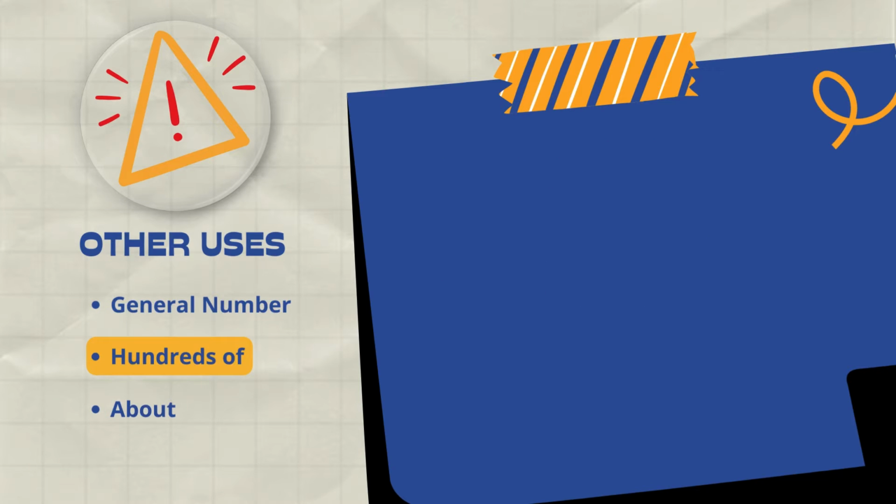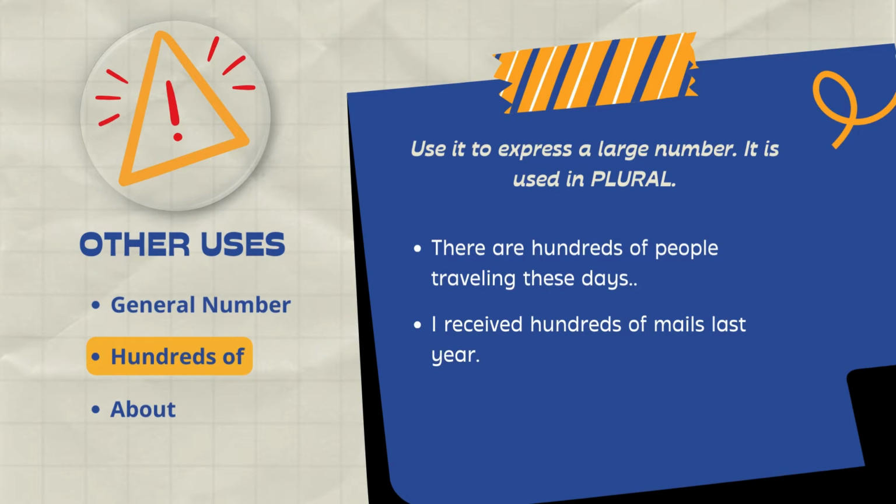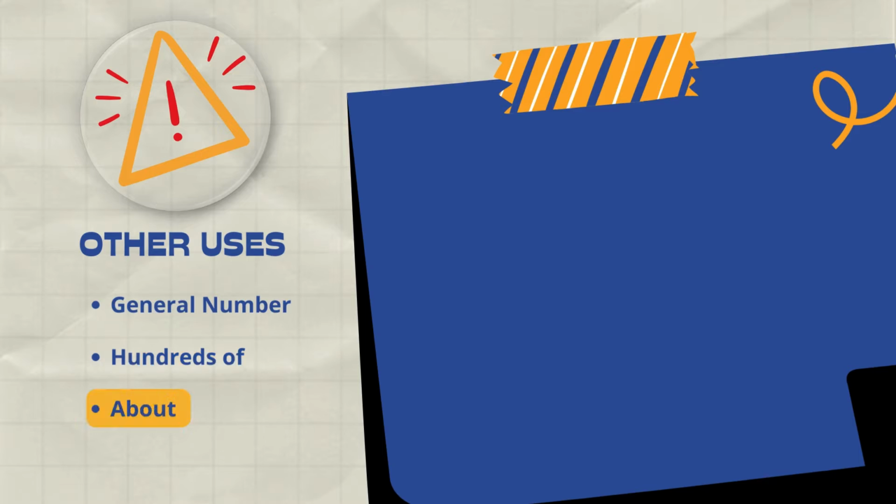The expression hundreds of points to a large number of elements, again between the 100 and 999. However, this expression is used in plural. There are hundreds of people traveling these days. Check this. There are. This is the plural, and then hundreds of. This is how you use this expression.